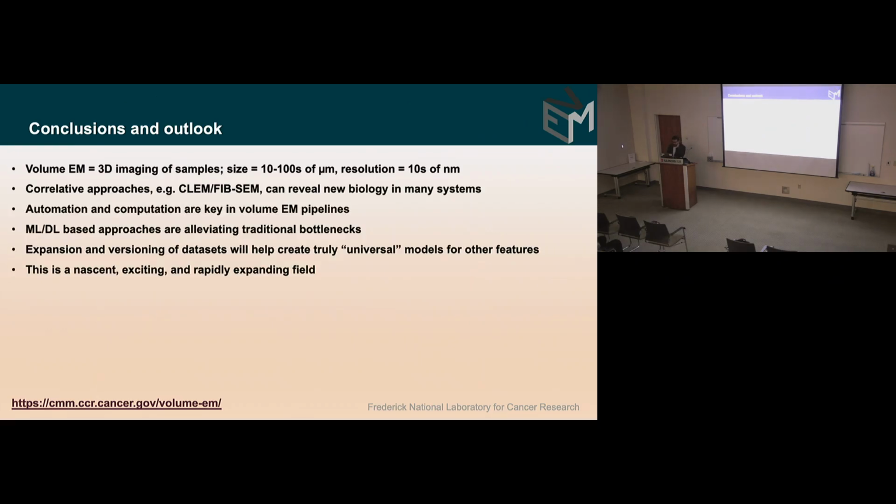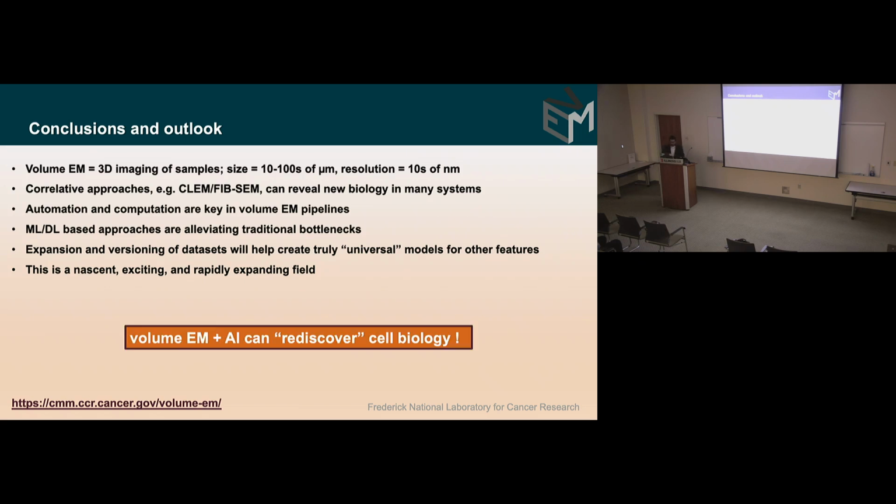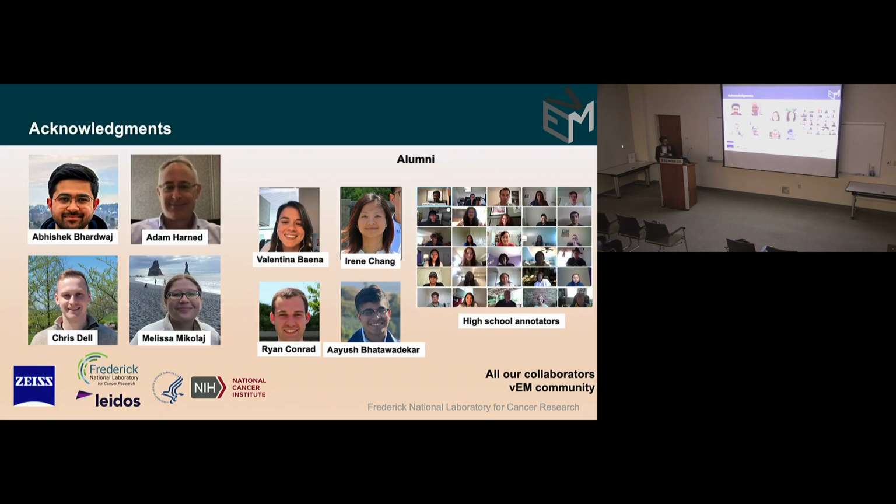So with that, I will just go over my overall conclusions, which is volume EM is pretty cool, and the bottleneck, which is segmentation, now has certain deep learning approaches that can allow for near universal or generalist models. There still is a lot of work that needs to be done, but at least this is a reasonable approach. And so this is allowing us to rediscover cell biology. There's been a lot of hypothesis-driven work in cell biology in the recent past, but just by looking at things in 3D and at high resolution, we're finding that we can rediscover whole things in cell biology.